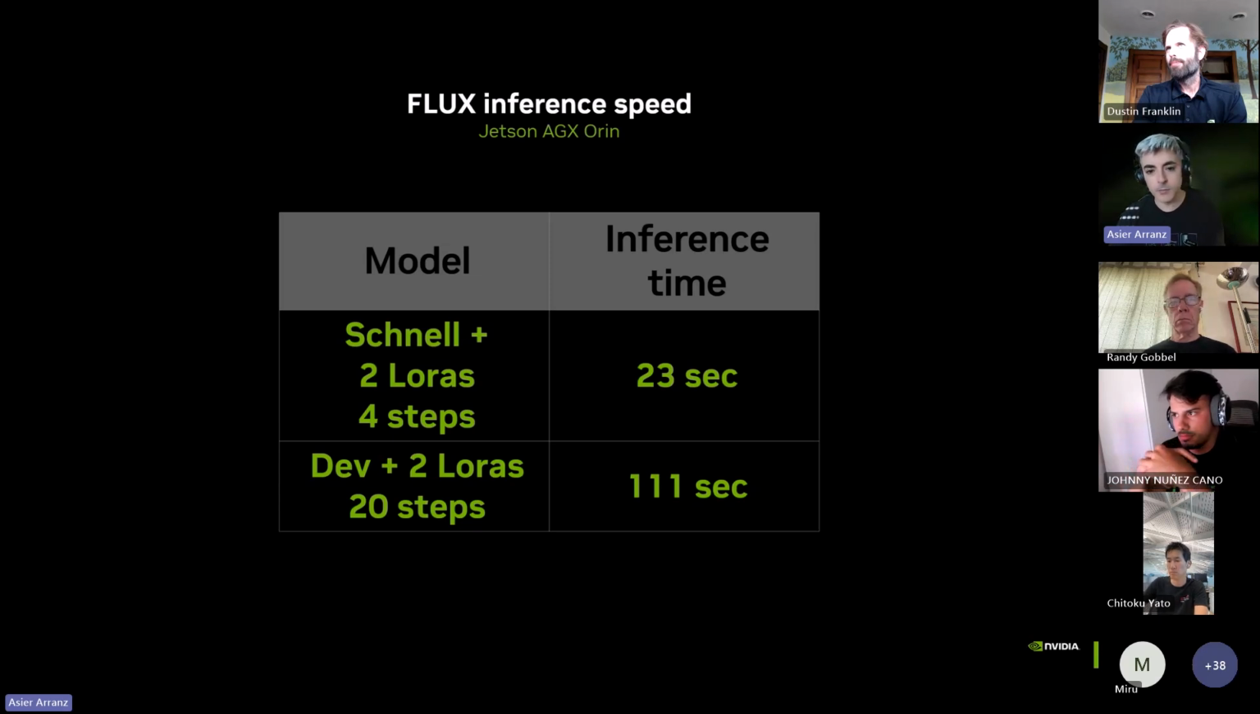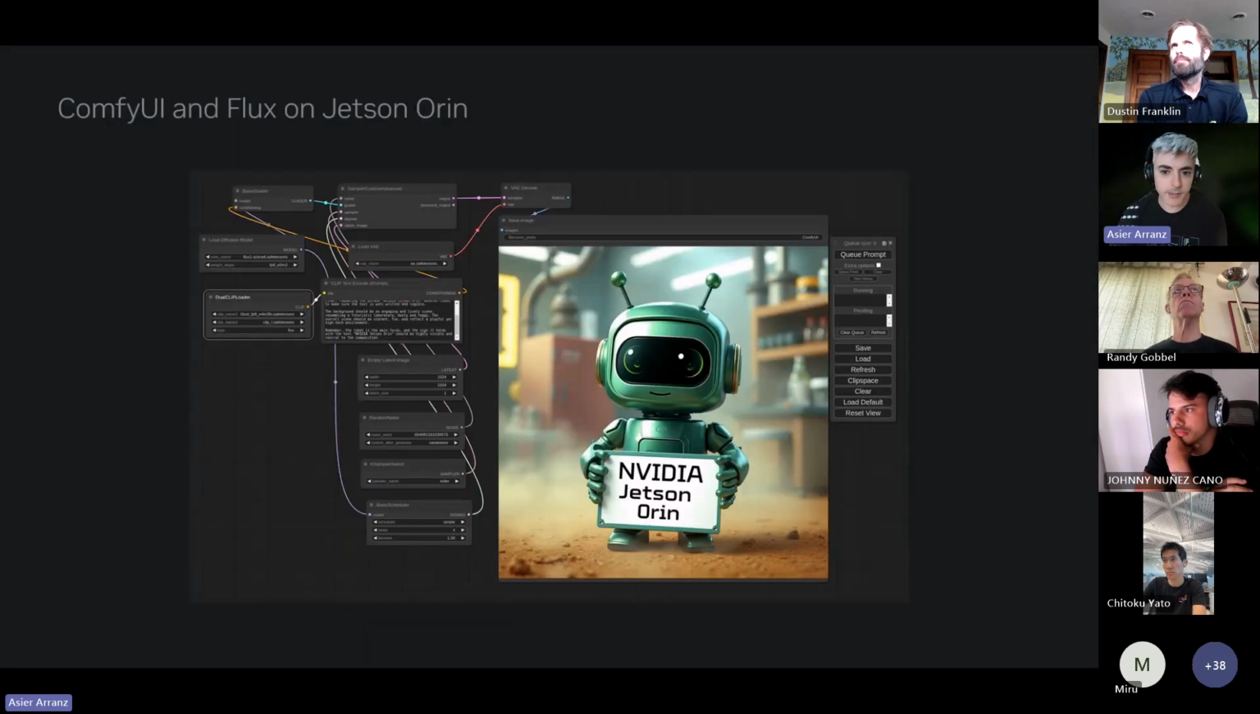I did some tests doing inference on Flux with the Jetson AGX Orin using the small model. There is a 4-bit model, the NF4 model, called Schnell, with 2 LoRAs and 4 steps. I will show you some results now. It takes only 23 seconds per image. And with the Dev model, which is a bit bigger and higher quality, with 20 steps, it took about a minute and a half. So it is a very good platform now for Orin.